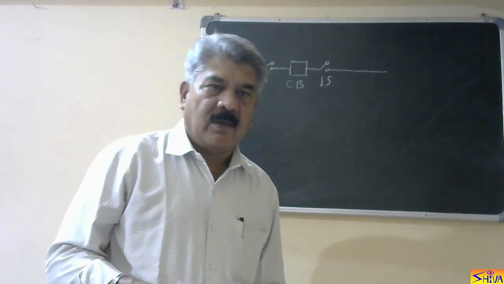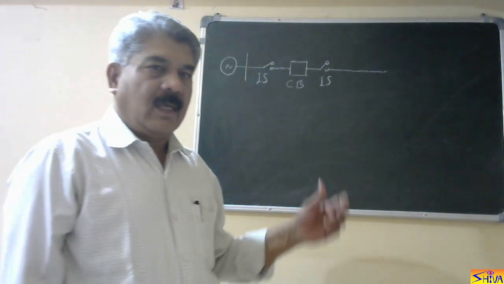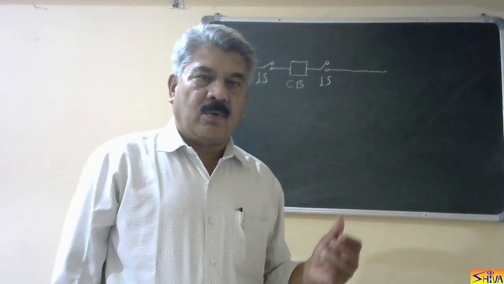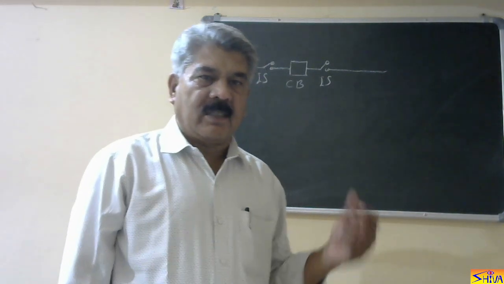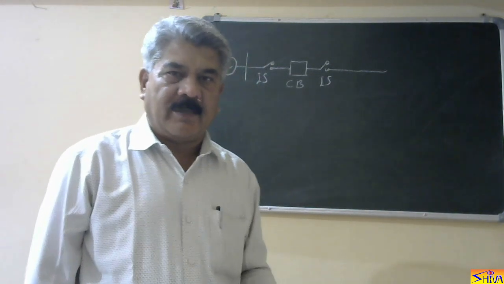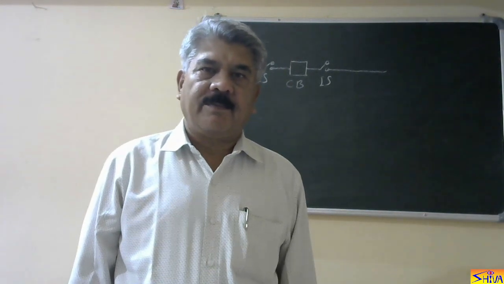Second method to control the overvoltage which is appearing due to capacitive current breaking across the circuit breaker pole is resistance switching. This resistance switching I will explain in my next video lecture.